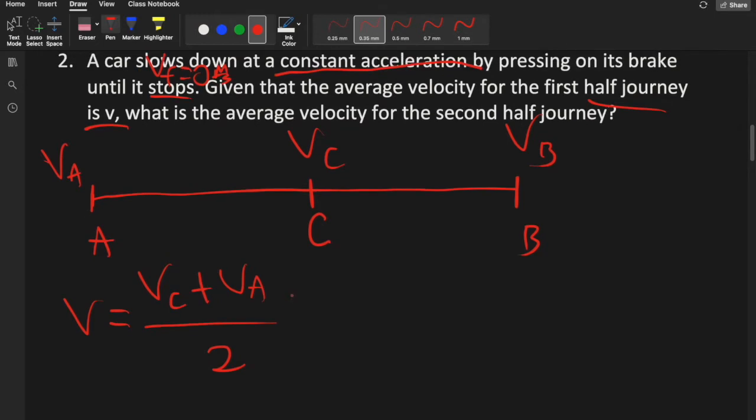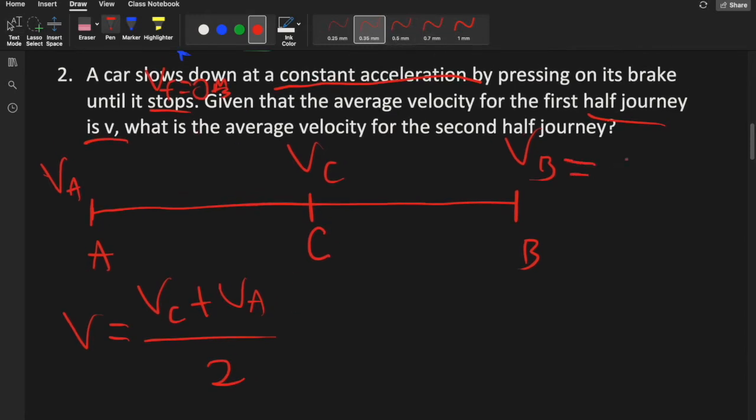Then what else do we know? Well, we know the final velocity is 0, so VB must be equal to 0 meters per second. Then we can solve for the average velocity in this part as well, right? The average velocity in this part must be equal to VC over 2, because it's plus 0.